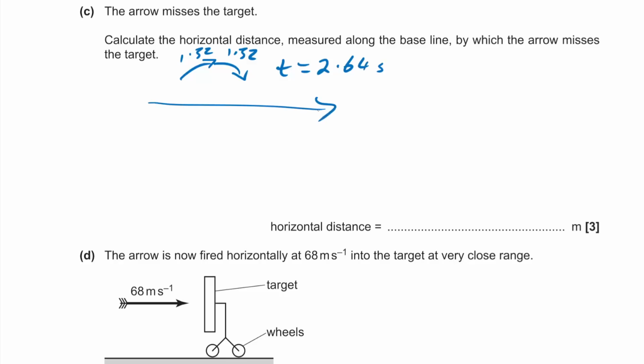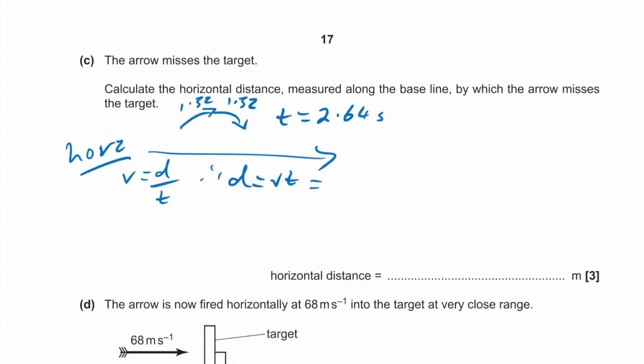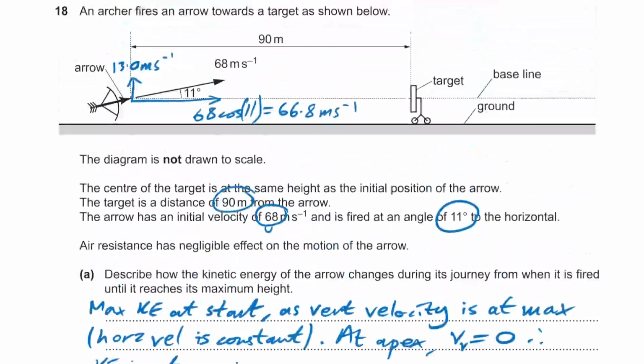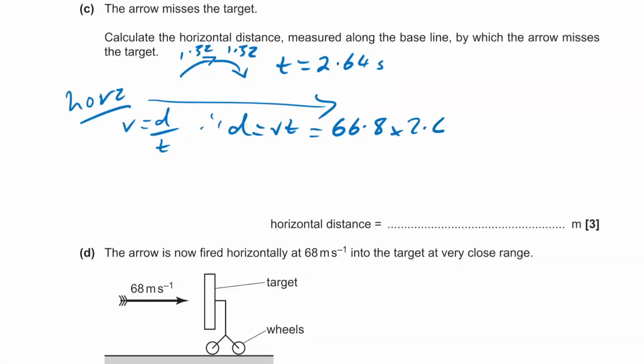This is horizontal now. We're concerned with the horizontal, so we don't need SUVAT for this. So we can just say speed is equal to distance over time for horizontal, of course. No acceleration because there's no air resistance, we're assuming anyway. And so therefore, distance is equal to v times t. So that's going to be, what did we say? 68 cos 11, 66.8 times the 2.64.